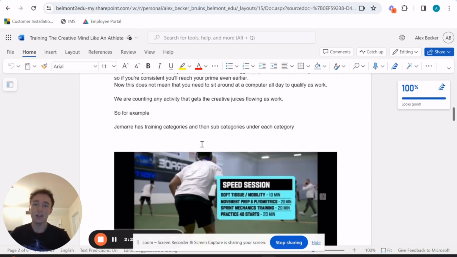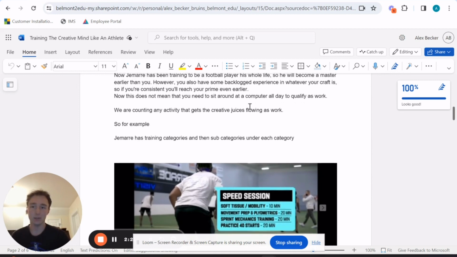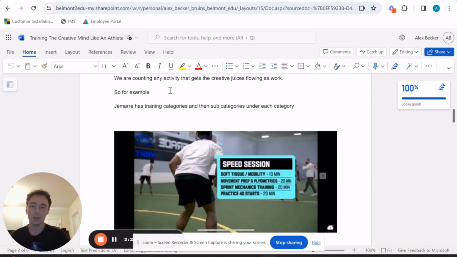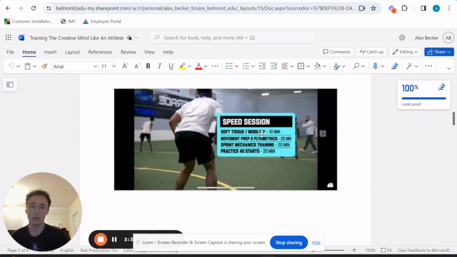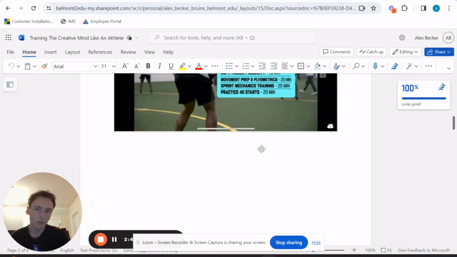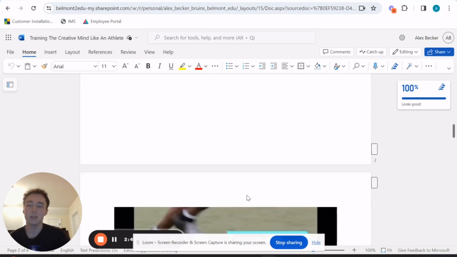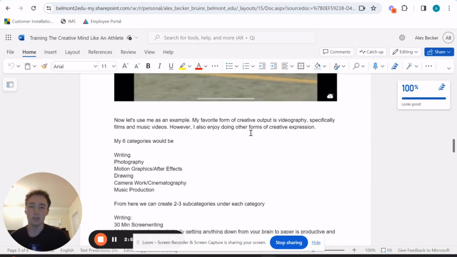But this is where I really like what I was talking about. So I was like, well, we're counting any activity that gets the creative juices flowing as work. So, for example, Ja'Marr's training categories and then some categories under each category. So this was the speed one, and then 10 minutes of mobility, 20 minutes of movement, 20 minutes of sprints, and then, oh, 40 starts. Okay. And he's got positioning drills.